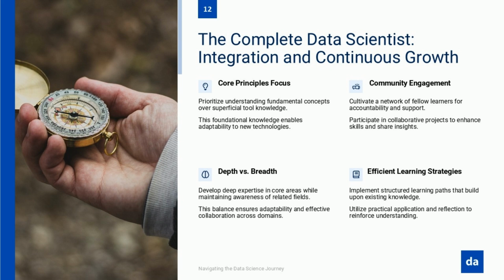Consider keeping a learning journal where you not only document new concepts you encounter, but explicitly map how they connect to your existing knowledge. This practice of active integration helps transform isolated facts into a coherent mental model that evolves as you learn. The strongest data scientists don't have fragmented knowledge. They possess interconnected webs of understanding that allow them to draw insights across domains.